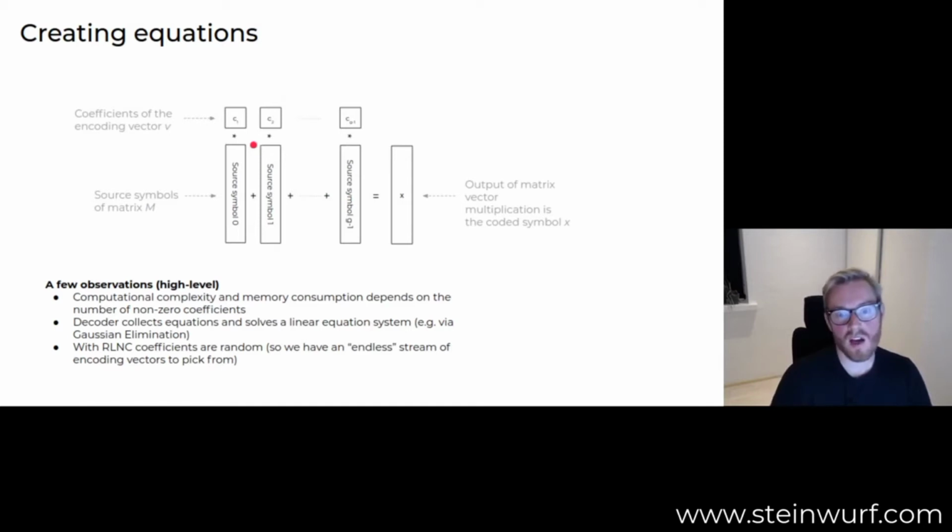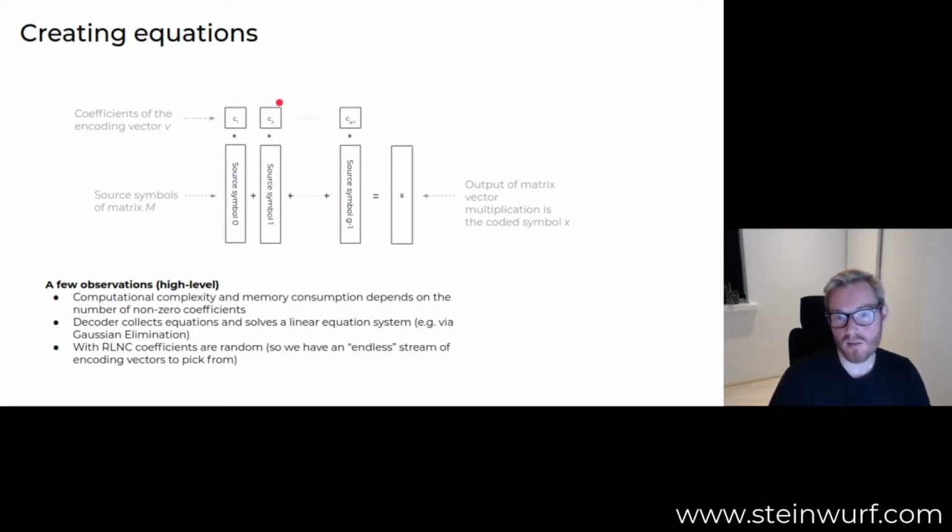There are a couple of high-level observations that are relevant to make when we are talking about something like OTAcast and to explain the way OTAcast works. As you may be able to see from this picture here, the computational complexity of creating an equation highly depends on how many non-zero coefficients I have in my encoding vector. Because if I have a lot of zeros, it means that my output equation over here is only a linear combination of very few of the source symbols. So the more zeros I have, the more computationally light my system becomes. We also call this a sparse system sometimes, because sparse means we have a lot of zeros and only very few non-zero coefficients in the system.